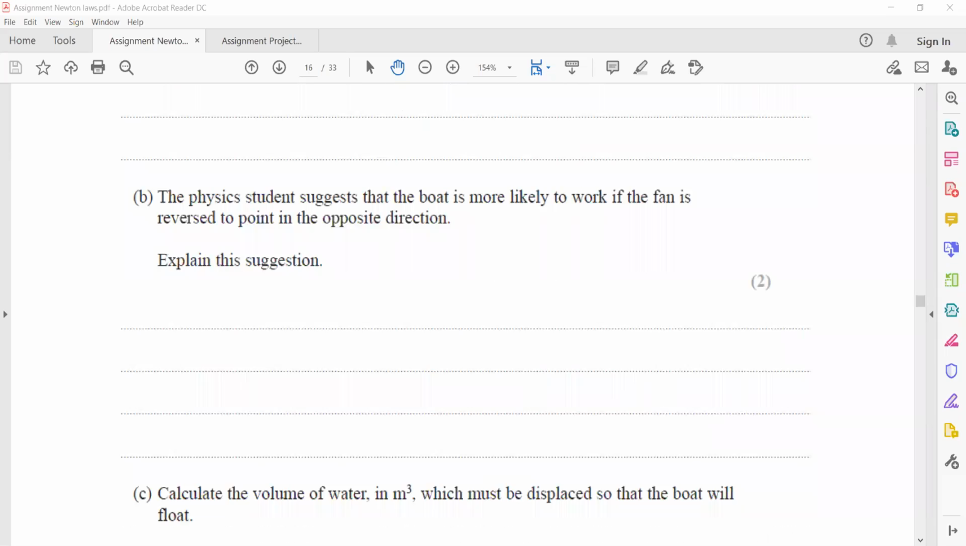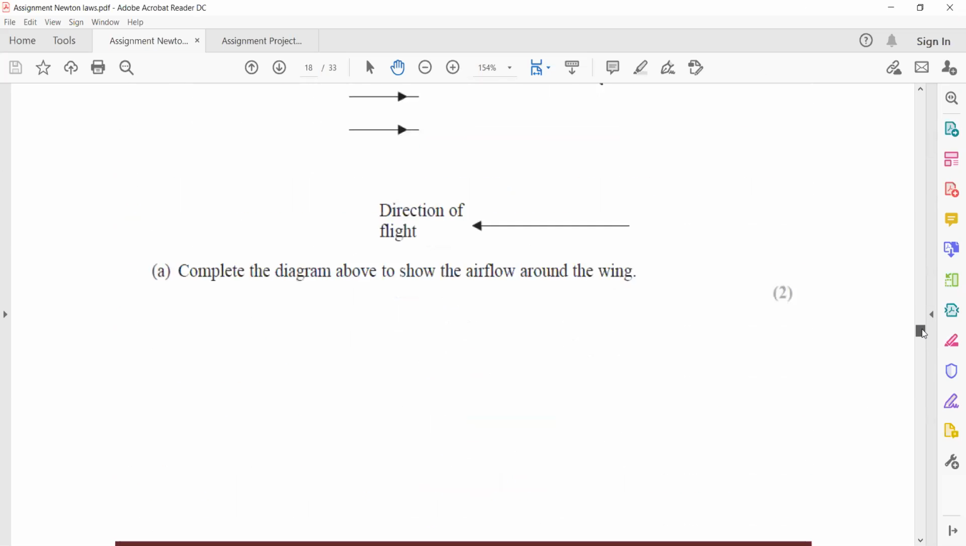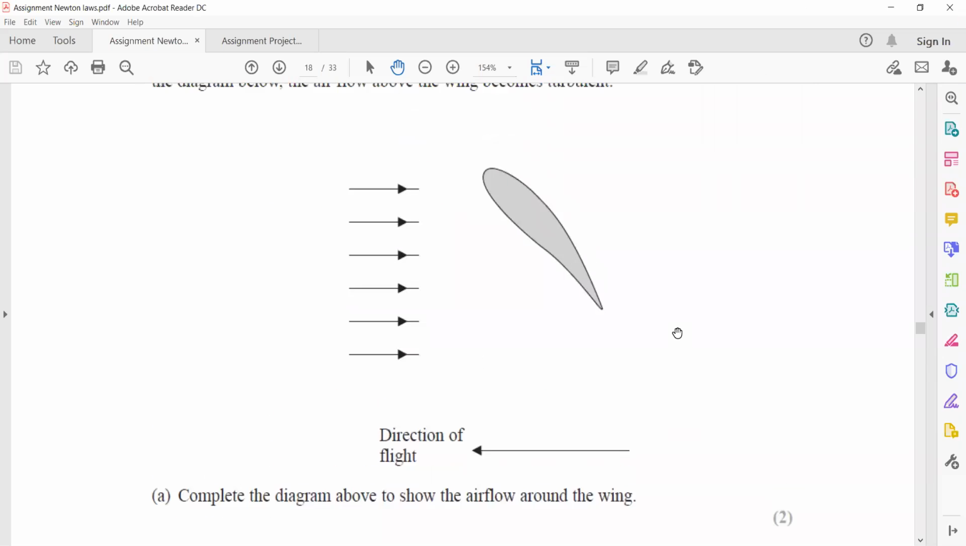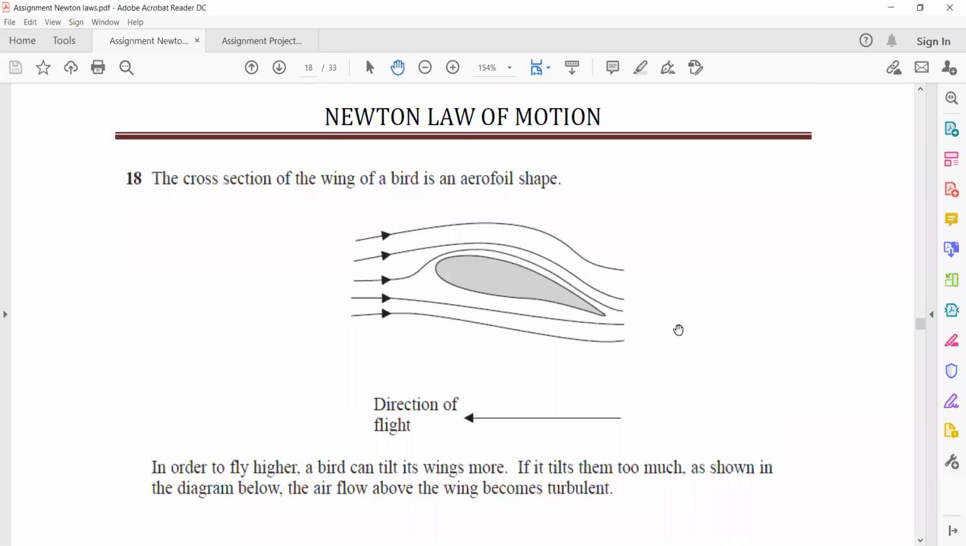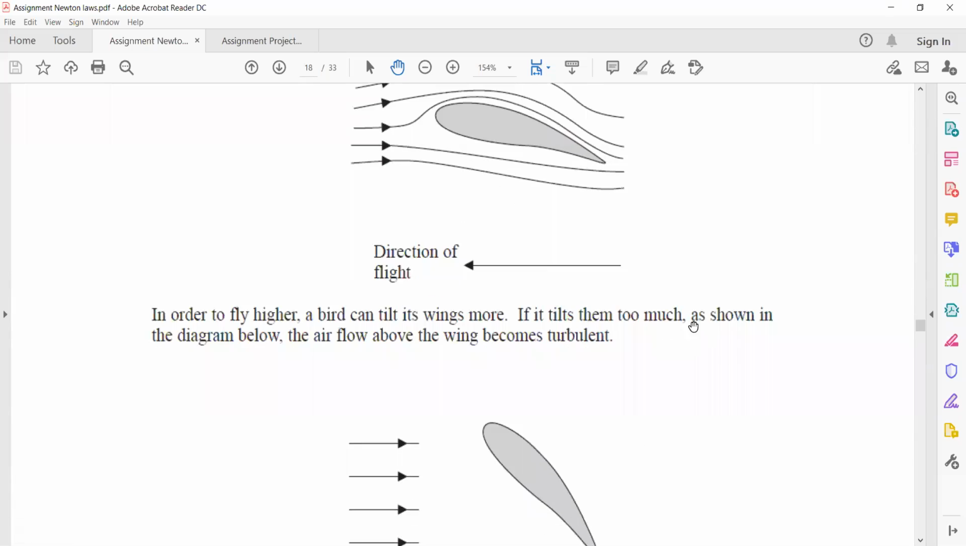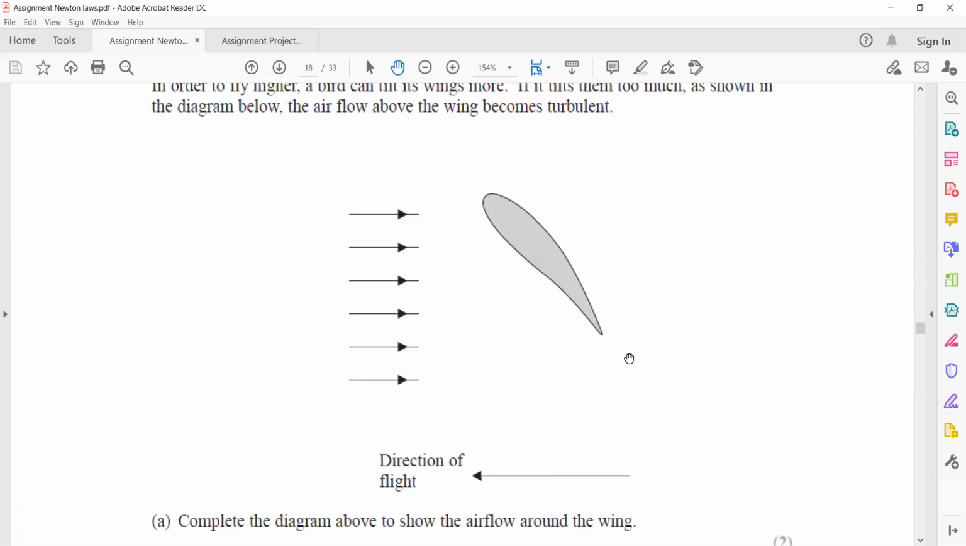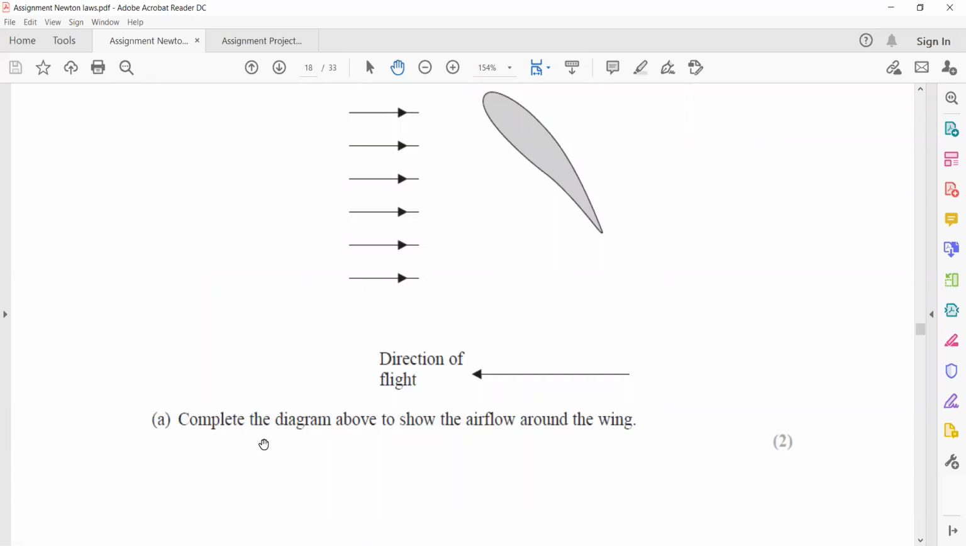Then question page 18, question 18a. The cross section of a wing of a bird is an aerofoil shape. In order to fly higher, the bird can tilt its wing more. It tilted them too much, as shown in the diagram below. The airflow above the wing becomes turbulent. Turbulent means random. Complete the diagram above to show the airflow around the wing.